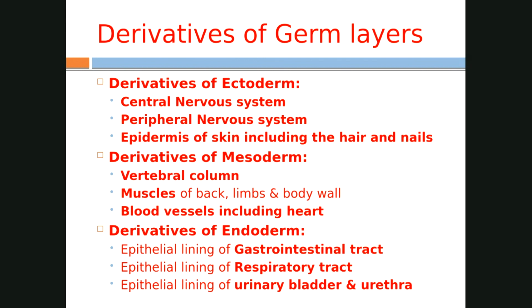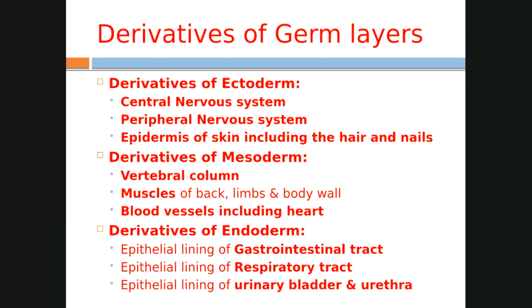And the endoderm gives rise to the epithelial lining of different systems, like the gastrointestinal tract, respiratory tract, or urinary bladder and urethra. So the lining of these particular tracts ultimately comes from endoderm. So the epithelial lining of the GIT, respiratory system, and urinary bladder and urethra, these are the parts which develop from the endoderm.